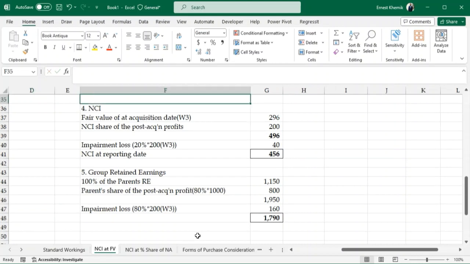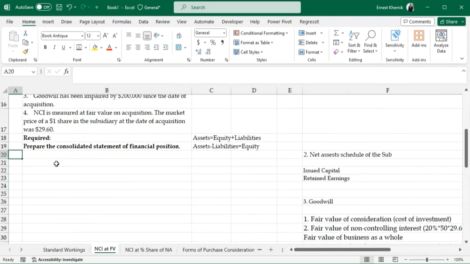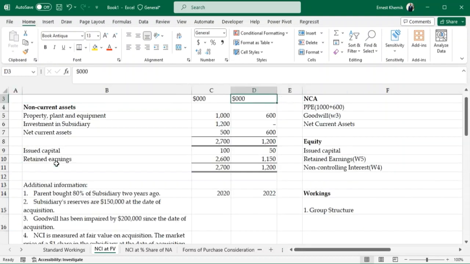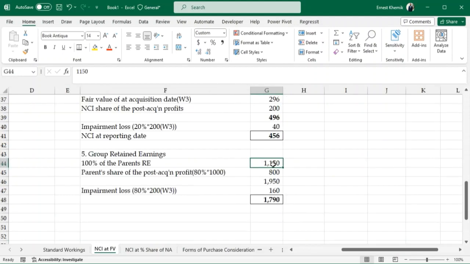Sorry, so we made a mistake here. The parent's retained earnings. I know you have identified that. Sorry for that. So the parent's retained earnings from the separate financial statements here is 2,600. It's 2.6. I think I used the one for the subsidiary. So sorry for that. So that's the parent's. That is 2,600.